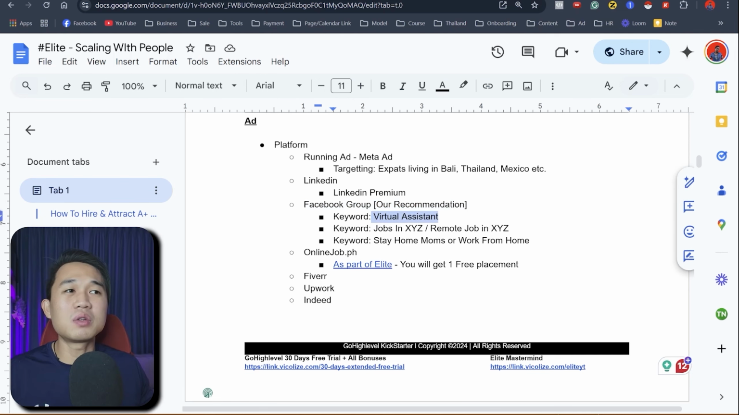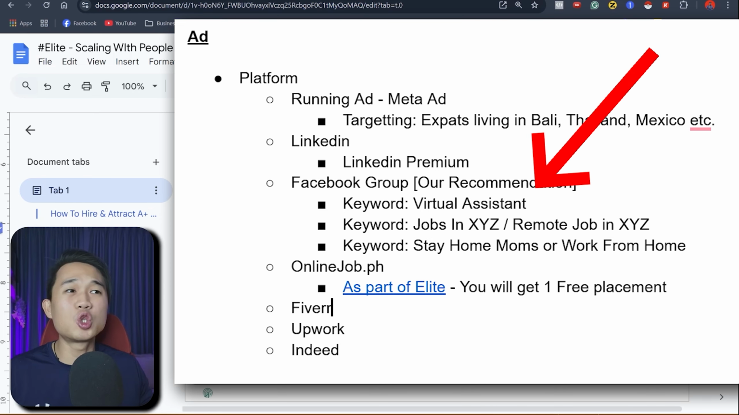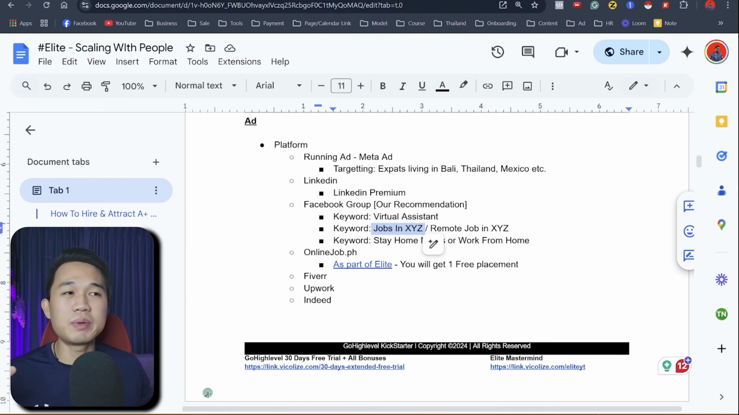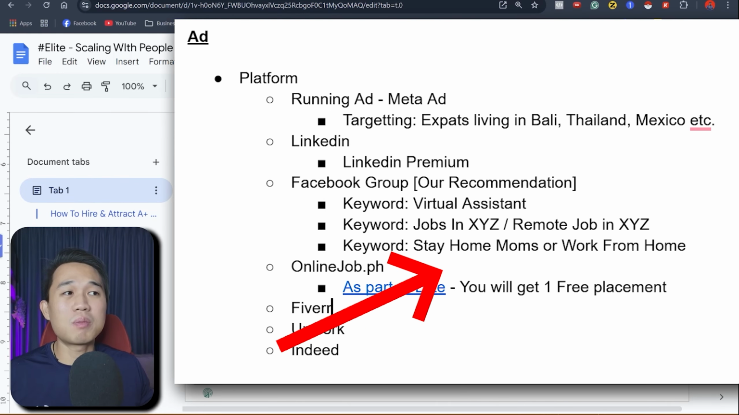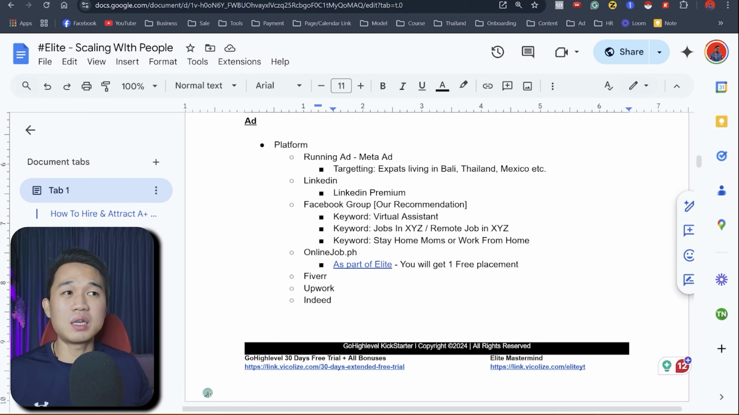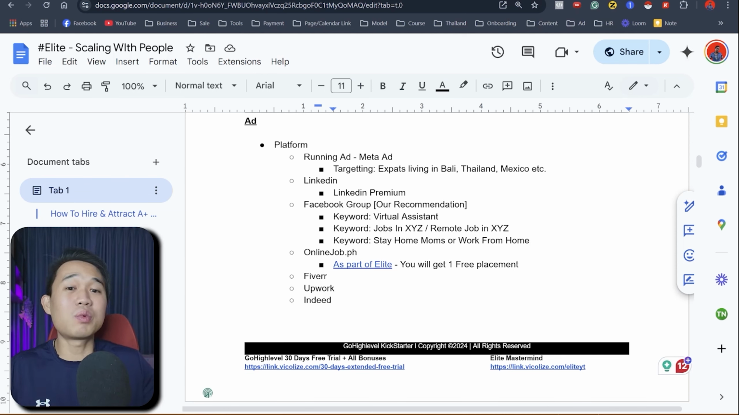You want to go into the search bar and search the following keyword, which is virtual assistant or job in XYZ. That could be job in Manila, job in New York City, right? Really, you want to place a location or a city in the XYZ. The other keyword is stay-home moms jobs or work from home, right? Those are amazing keywords. Just search in there and then join all the following groups. You want to treat it like a lead generation process. You want to know what your ideal avatar is. Go into the place where they hang out.